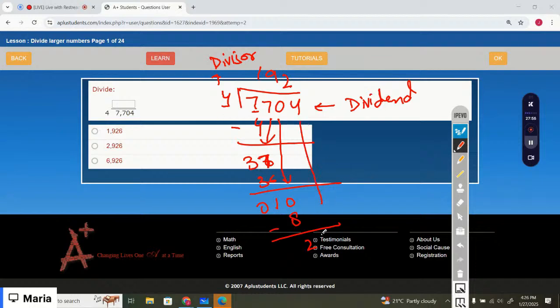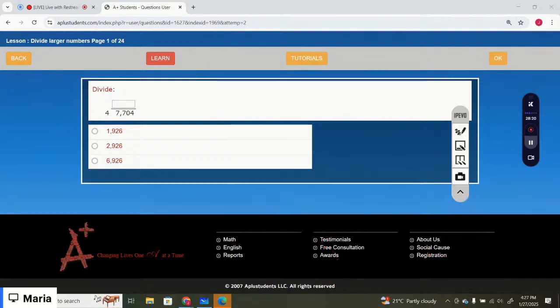Now bring the last digit down. 4 times 6 is 24. You have 0. So that is the quotient, and here is the remainder. That means 4 can completely divide 7704. Got it? So the correct option is option number 1, that is 1926.